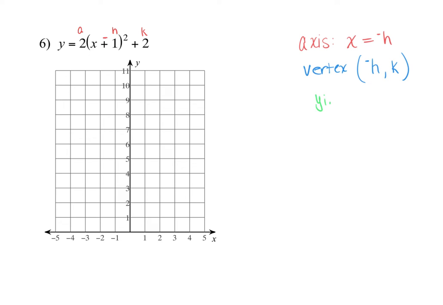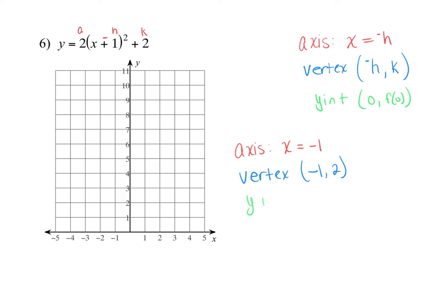And then your y-intercept is going to be 0, and then what happens when you plug in a 0? That's going to be your y value. So for y-intercept, you have to solve for it. It's not just handed to you like it is in standard form. The other two are, however. So for this particular one, my axis then is going to be x equals -1. It's the opposite of that number that I see there. My vertex is going to be -1, +2, HK.